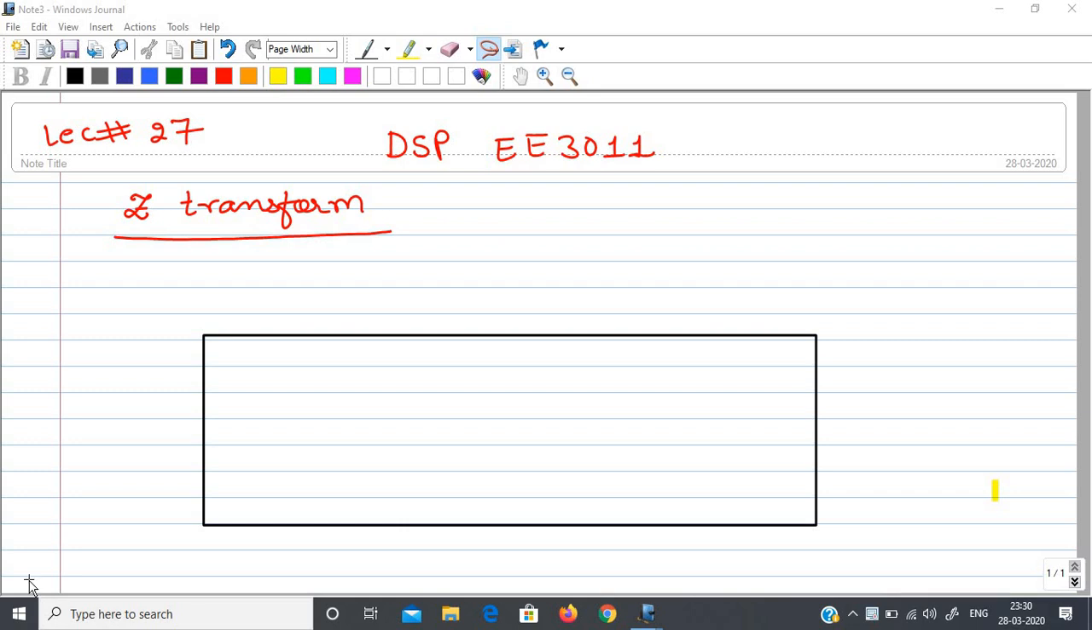Good morning, students. This is the 26th lecture on digital signal processing and its applications. Today we shall study the Z-transform. The Z-transform is an important tool in the analysis of signals and LTI systems. It plays the same role in the analysis of discrete time signals or sequences as the Laplace transform does in the analysis of continuous time signals.